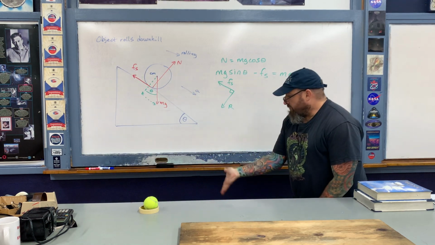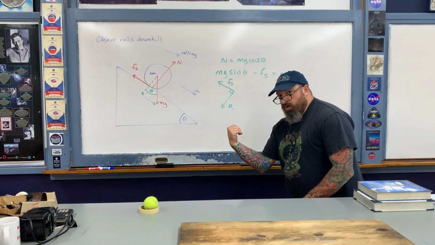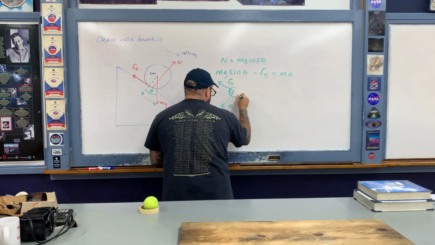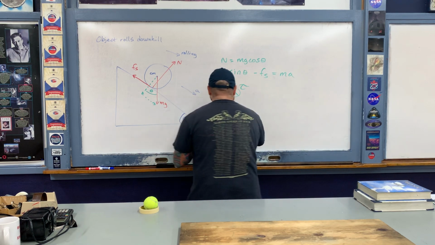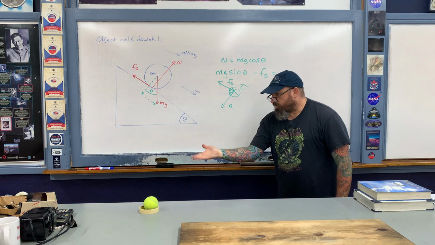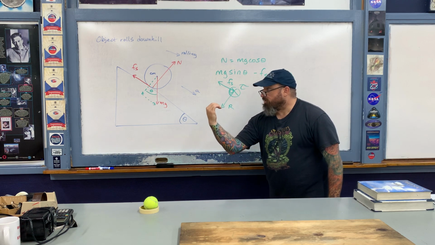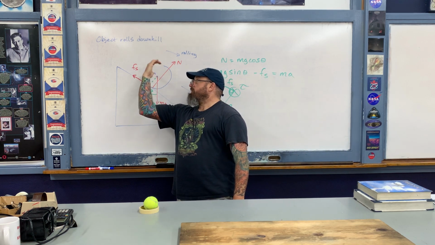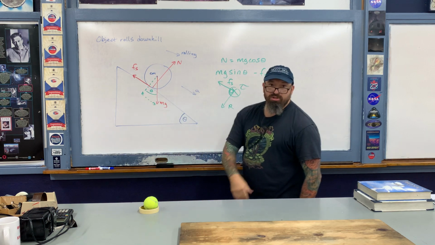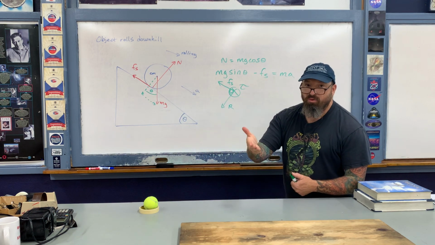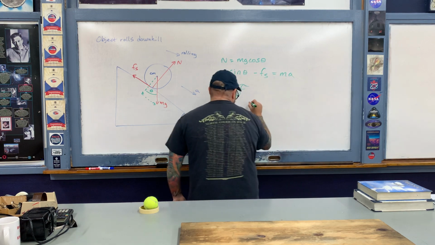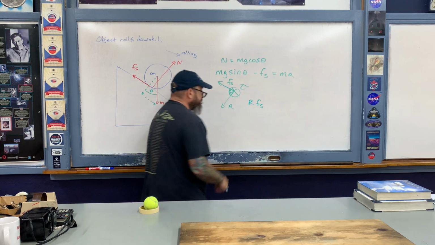So when I go R cross F like so, that gives me a torque vector into the board. So right here is my torque vector like so. But when I do R cross F, notice the direction that my fingers are curling. My fingers are curling in the direction of the acceleration. So because of that, we have to think of this torque as a positive number. This torque is going to be R times Fs.